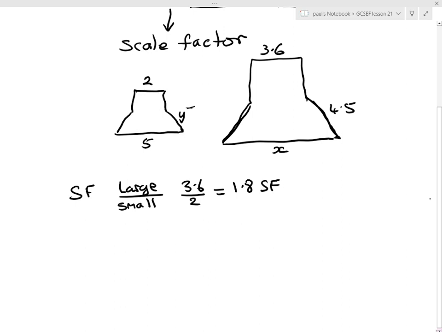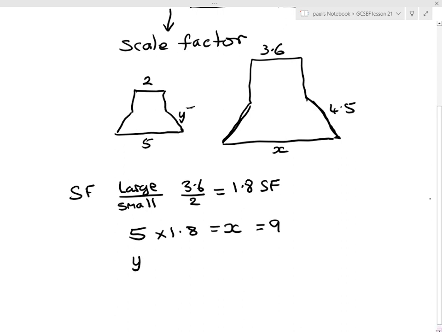So if we want to find x, what we do is take 5, the corresponding side to x, times the scale factor. 5 times the scale factor equals x, and 5 times 1.8, well, 10 of them is 18, so 5 of them is 9. So x equals 9.